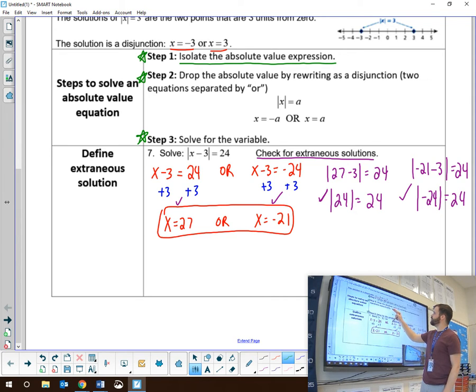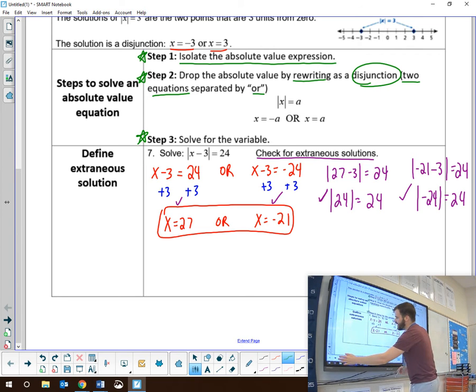But step 2, drop the absolute value by rewriting as a disjunction. In other words, 2 equations. Remember, that's where you have 2 separate equations separated by an or. Now, we just split it up, and then we solve it just like I did here. And then step 3, we just solve. And once again, remember to check for extraneous solutions.